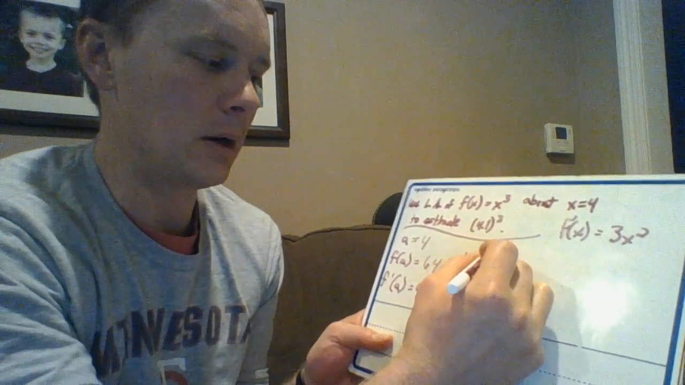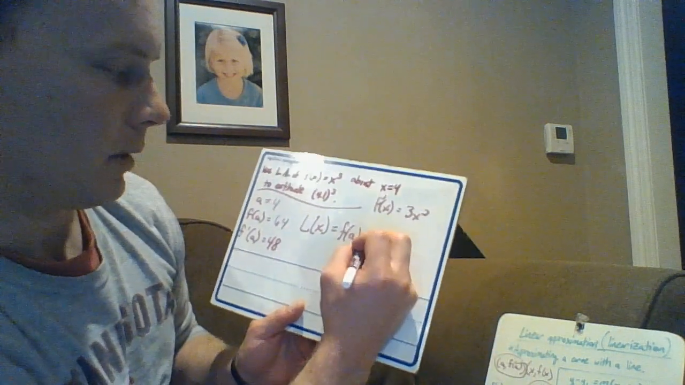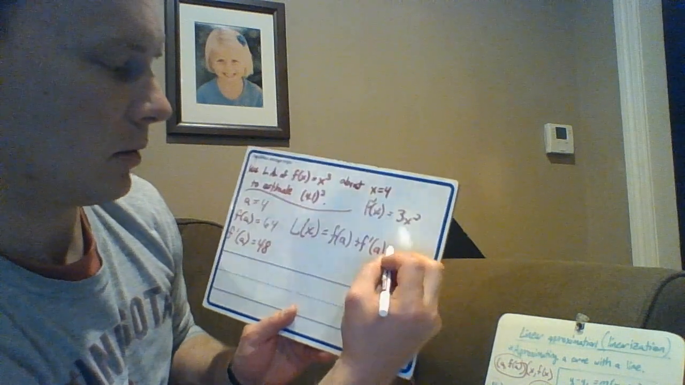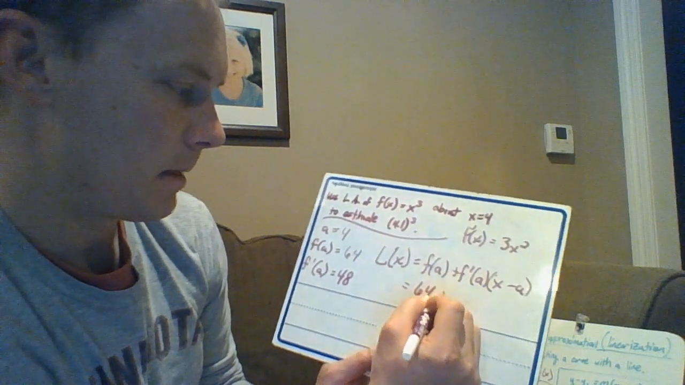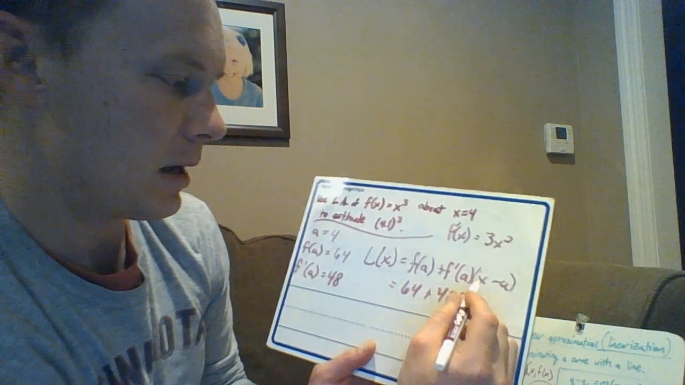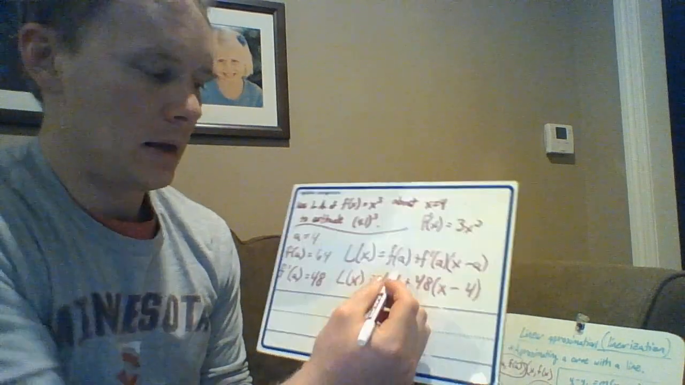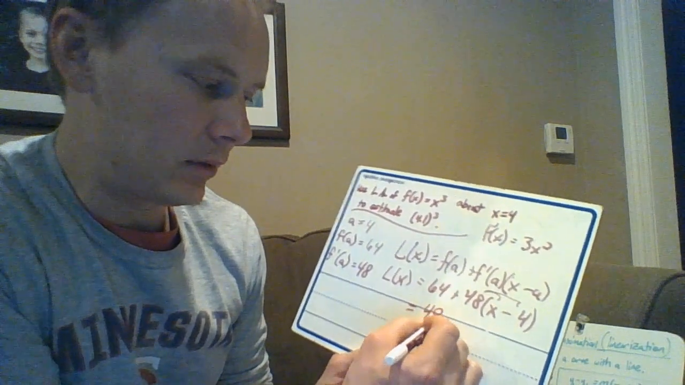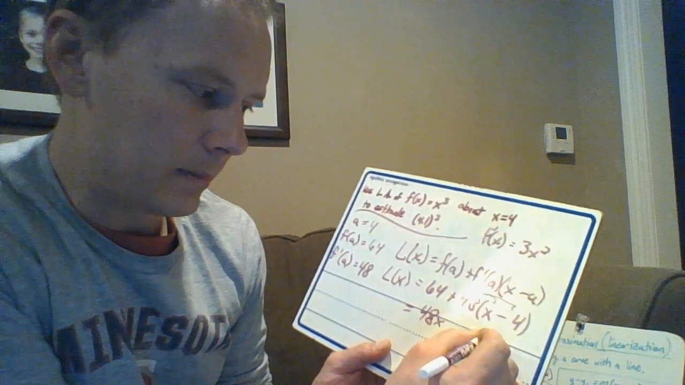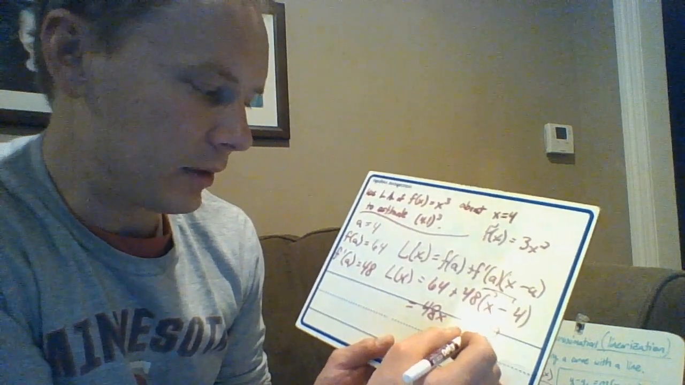Now it just becomes a matter of plugging into our linearization function. We already derived this formula, so no need to rehash that. You can just plug in. So f of a is 64, plus f prime of a is 48, times x minus the a value we said was 4. That's our L of x. Now, usually you can simplify this a little bit, so we'll distribute this through. So we have 48x, and then 48 times 4 is 192, so negative 192, plus 64, combining those two.